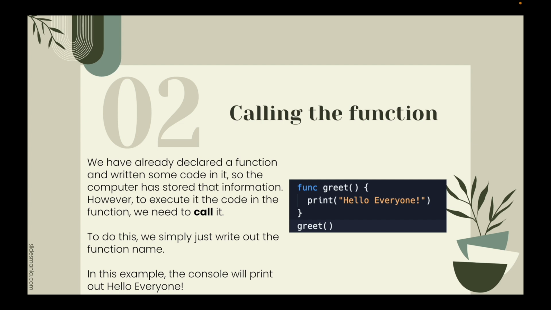As I already said, the computer has already stored the information inside the function. So when we put print hello everyone inside this function, the program already stored it, but we needed to call the function. Once we call the function, the program will know that we want to execute what was in the function. So if we hit run, then the program will print out hello everyone.